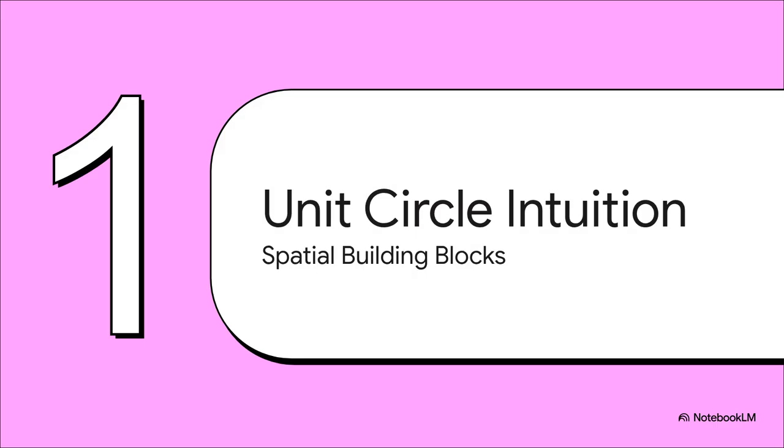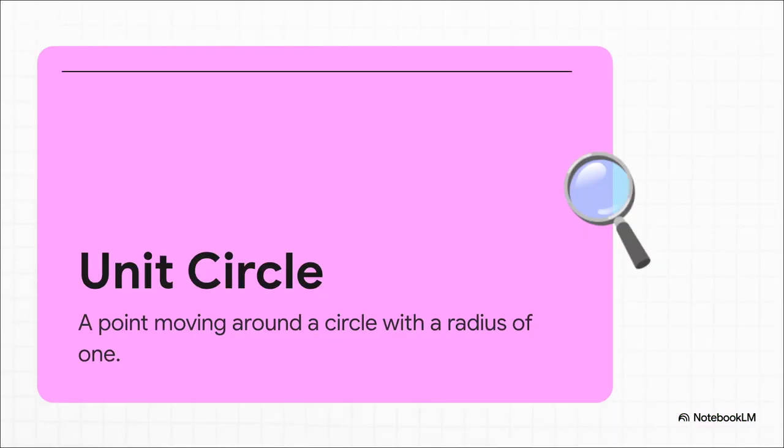Section 1. The unit circle intuition. Spatial building blocks. We're going to start with the unit circle. I want you to imagine a perfectly round track, and the distance from the exact center of that track to the outer edge is exactly 1. It could be 1 meter, 1 mile, 1 arbitrary unit. It really doesn't matter, as long as that radius is 1.